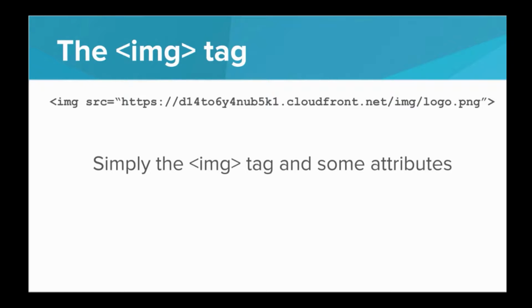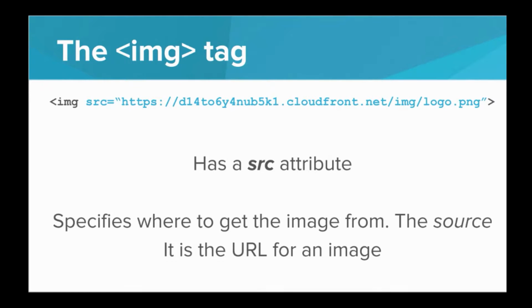Now the attributes are very important. So what are the attributes of an image tag? First off, we have the src attribute, or the source attribute. The source attribute specifies where we should get the image from. And this is the URL for an image. So this is where the image tag will actually look to grab the image and insert it onto your web page.